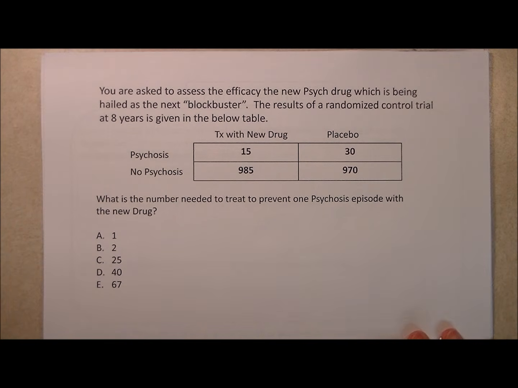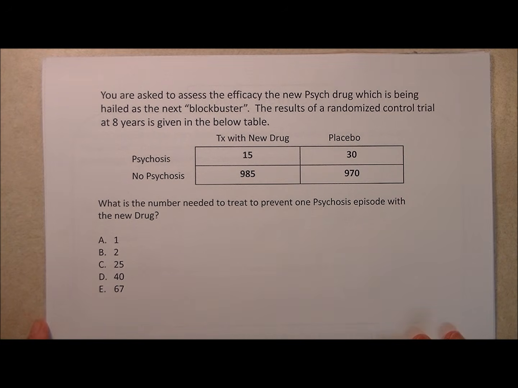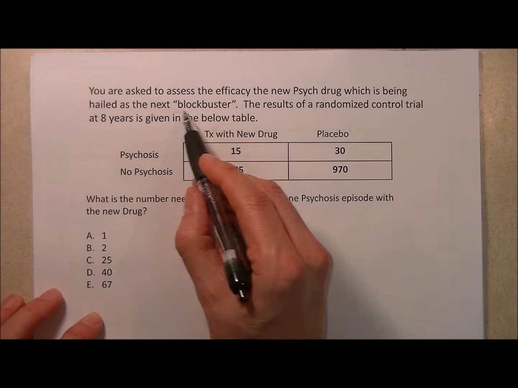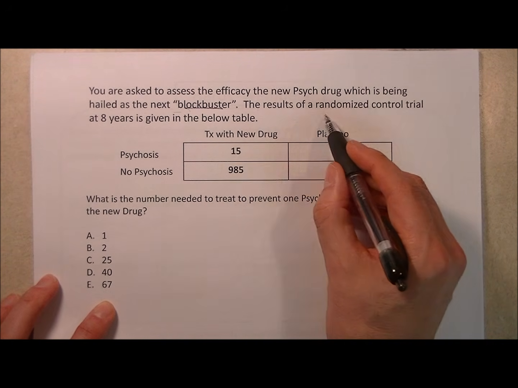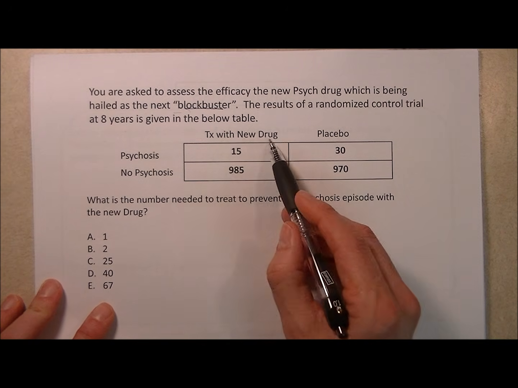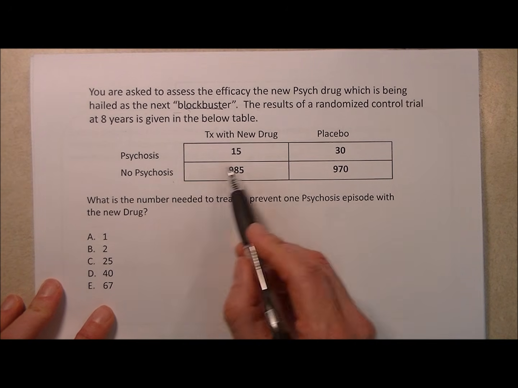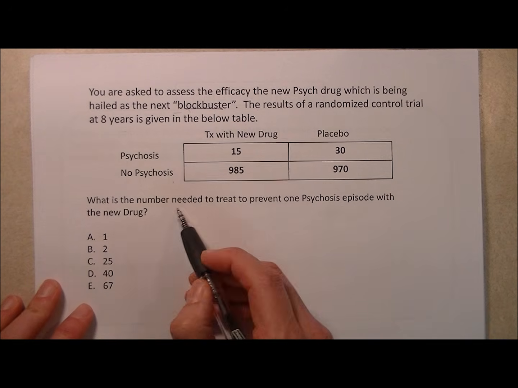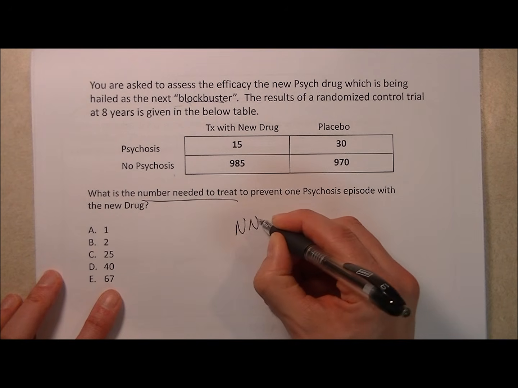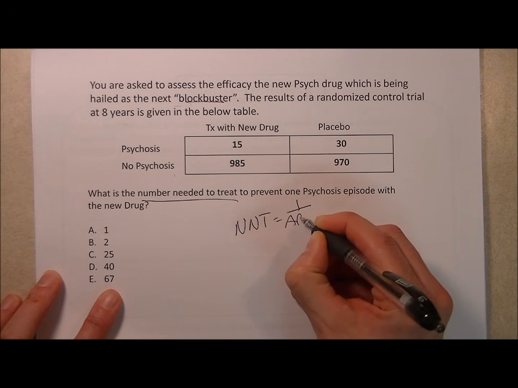All right. This one says, you're asked to assess the efficacy of a new psych drug which is being hailed as a new blockbuster. The result of a randomized control trial at 8 years is given in the table below. Okay, treatment, new drug, placebo, psychosis, no psychosis, 2x2 table. What is the number needed to treat? Okay, so it's one of those number needed to treat ones. And we talked about this a second ago. Number needed to treat equals 1 over the absolute risk reduction.